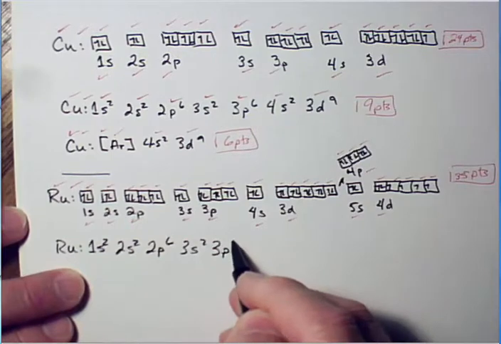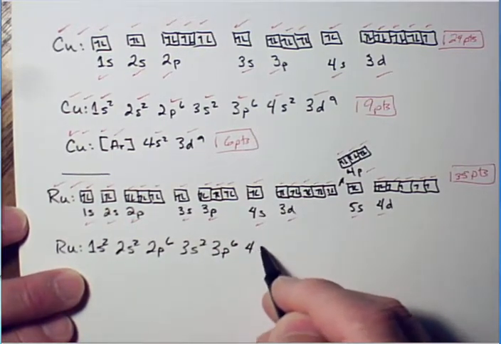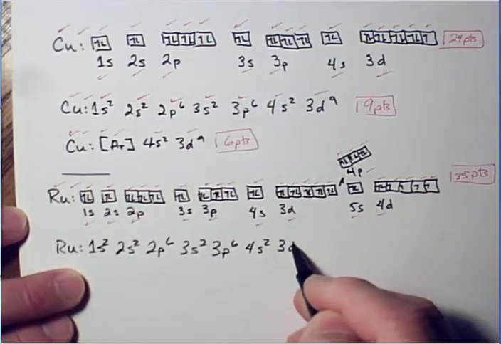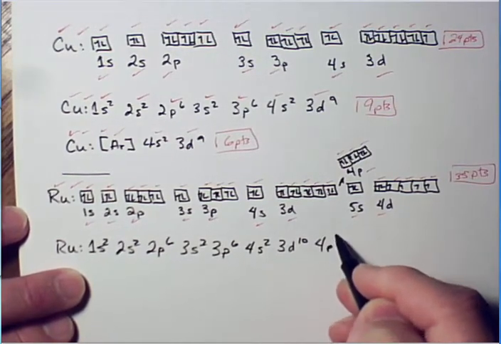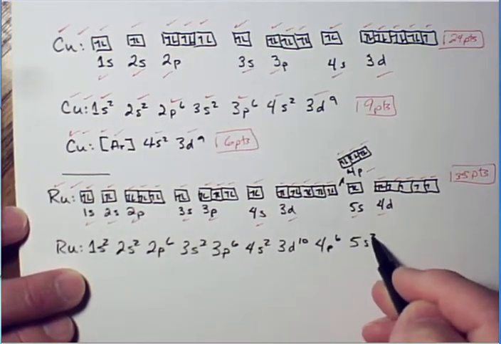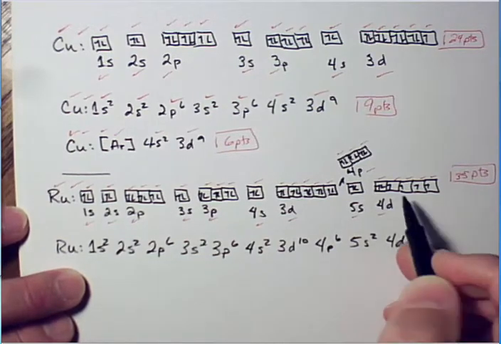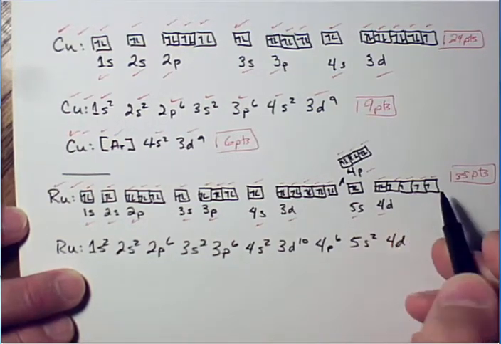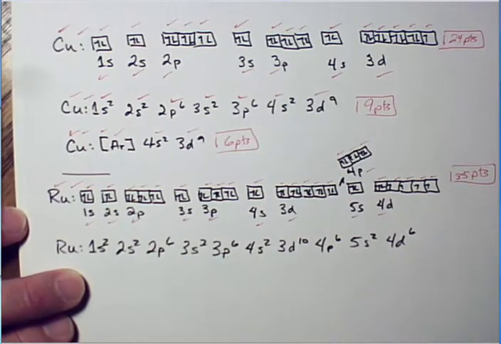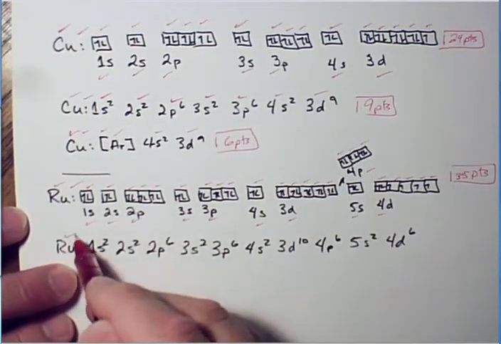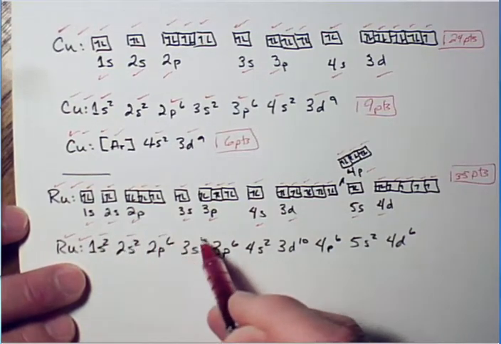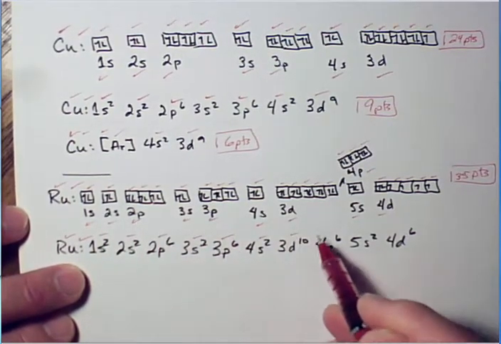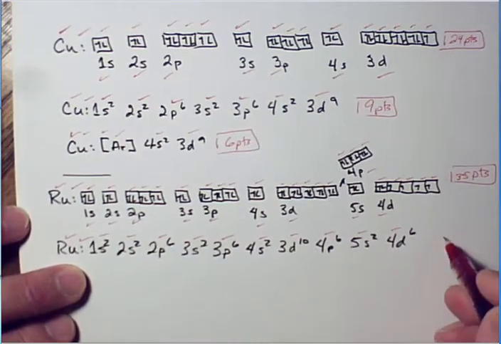3s2, 3p6, 4s2, 3d10, 4p6, 5s2, and 4d, 1, 2, 3, 4, 5, 6, 4d6. Okay? 1, 2, element symbol and colon. 1, 2, 3, 4, 5, 6, 7, 8, 9, 10, 11, 12 points.